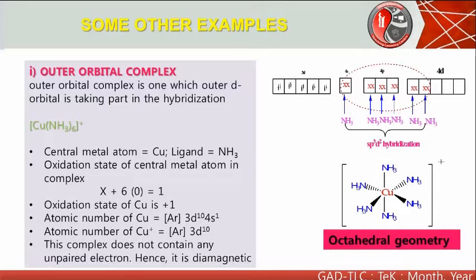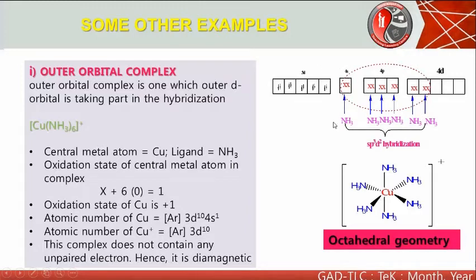Consider the hexaammine copper(I) complex. Here the central metal atom is copper and the ligand is NH3. The oxidation state of the central metal atom in the complex is +1. The electronic configuration of Cu+ is argon 3d10.